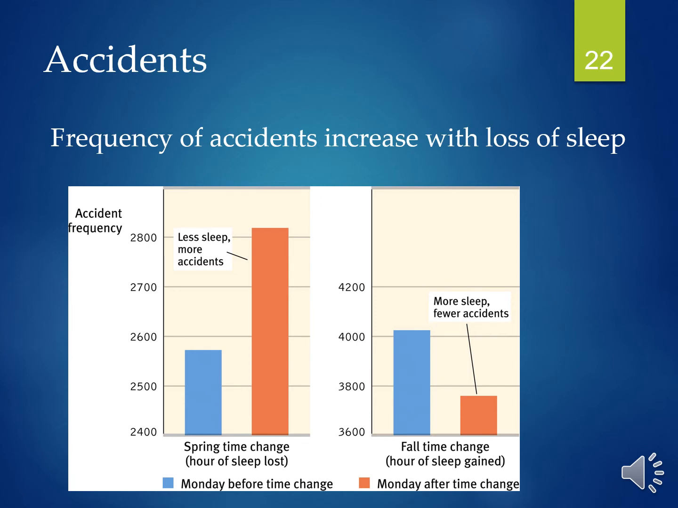So these charts below are kind of interesting. This shows car accident frequency as it relates to time changes. So in the spring, we lose an hour of sleep, and you can see the Monday after the time change, there was significantly more accidents than the Monday before the time change. So here you can see this shows more accidents following the loss of sleep that particular weekend. Whereas in the fall, when you gain an hour of sleep, you can see that we got more sleep over the weekend. And so on Monday, we saw actually less car accidents in comparison to before the time change.